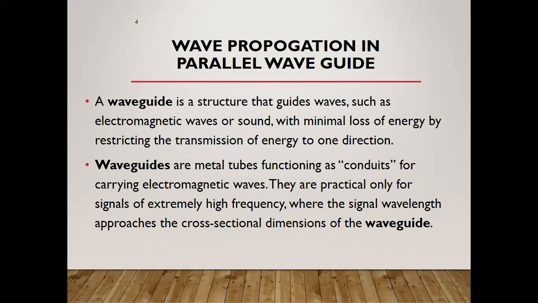Similarly, waveguides are available as metal tubes. The metal tubes are conducting and carry the electromagnetic waves. In short, they are practical only for signals with an extremely high range of frequencies, and we know that if the frequency is extremely high, we should also think about the wavelength. At that particular moment you can approach waveguides.